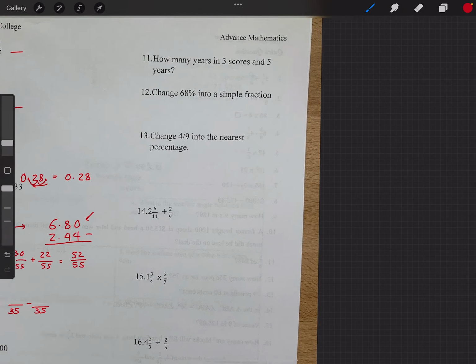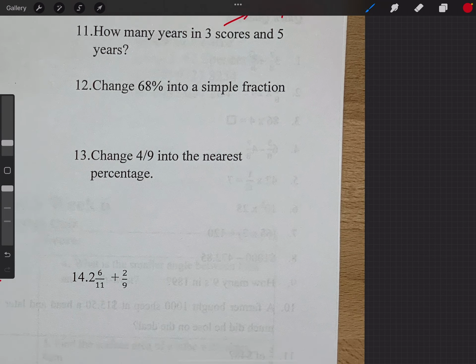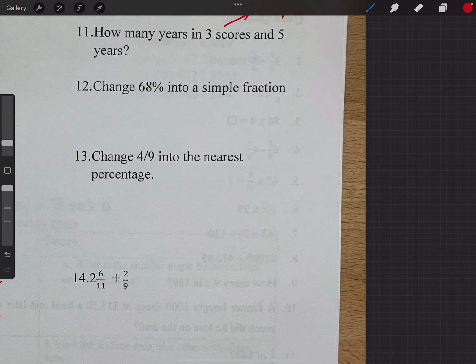Okay, next one. How many years is 3 score and 5 years? Remember that 1 score is 20 years. You can work that out. Question 12. Change 68% to a simple fraction. So 68% turned into a fraction is 68 over 100. Now simplify it. Make it smaller. Make it simple. You can divide top and bottom by 4, I believe.